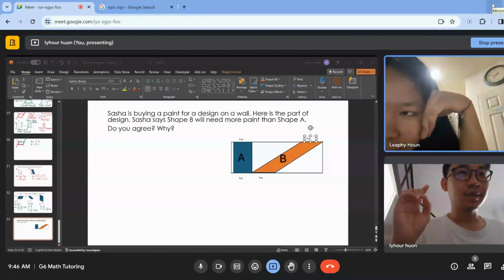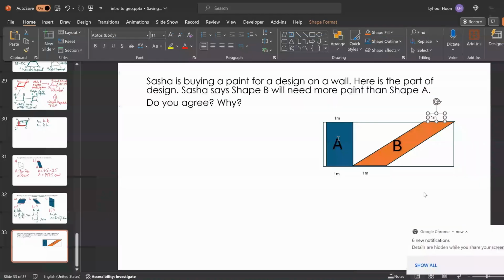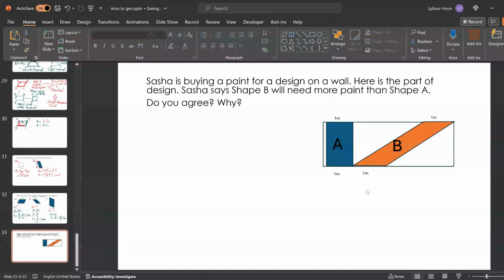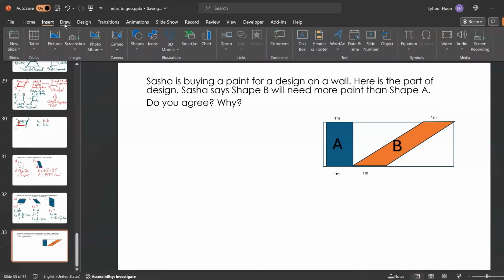I think yeah, because it's longer, it's like more painting. Yes, it looks like more painting, but how do we know the amount of paint that has to be painted? We need to find the area.